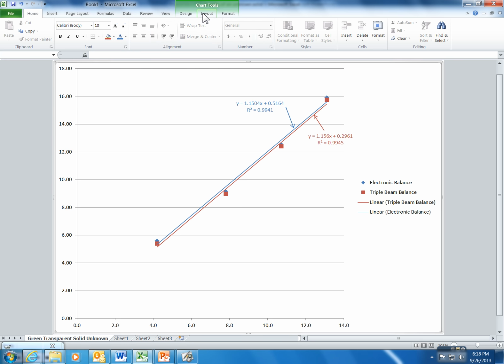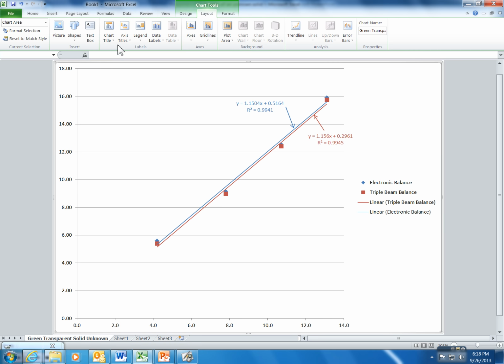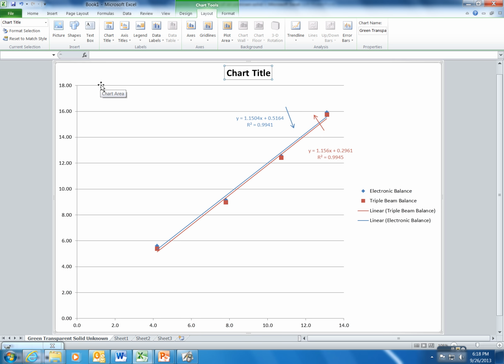And so we're going to go to layout, and we're going to see chart title right over here, and we're going to input a chart title, and you can do centered overlay title or an above chart title. It doesn't matter. So I'm going to click above chart title, and your chart title needs to be descriptive. I don't just want the x-axis versus the y-axis. That's not good enough. It needs to be a title that describes what the experiment was about. And so I'm going to write determining the density of an unknown solid. Okay, and I could see it typing up here as I went.